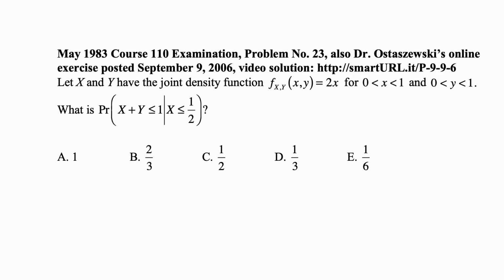Here's a problem for today for exam P on the probability. Let x and y have the joint density function f sub xy of xy equal to 2x for x between 0 and 1 and for y between 0 and 1. What is the probability that x plus y is less than or equal to 1 given that x is less than or equal to 1/2?